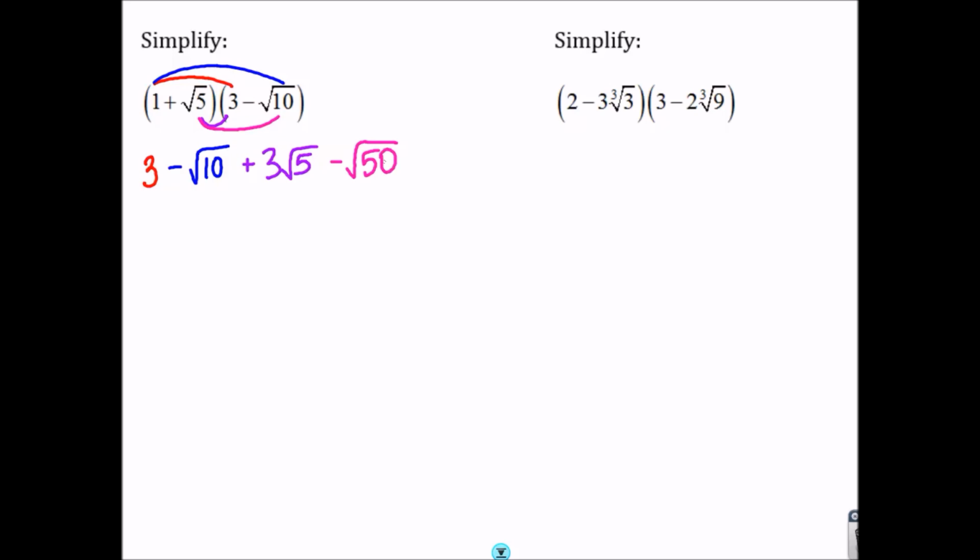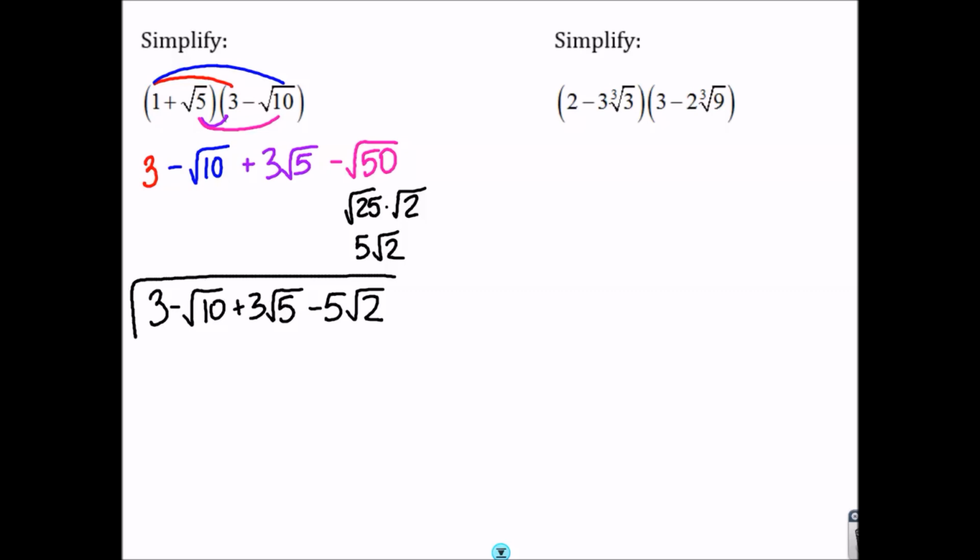Now we need to simplify all of the radicals and see if we can combine any of them. Square root of 10 cannot be simplified, square root of 5 cannot be simplified, but square root of 50 can. 50 is 25 times 2, so the square root of 50 can be simplified to 5 square root of 2. So if I write out my final answer, I have 3 minus square root of 10 plus 3 square root of 5 minus 5 square root of 2. I cannot combine any of these terms because even though they're all square roots, they have different radicands.